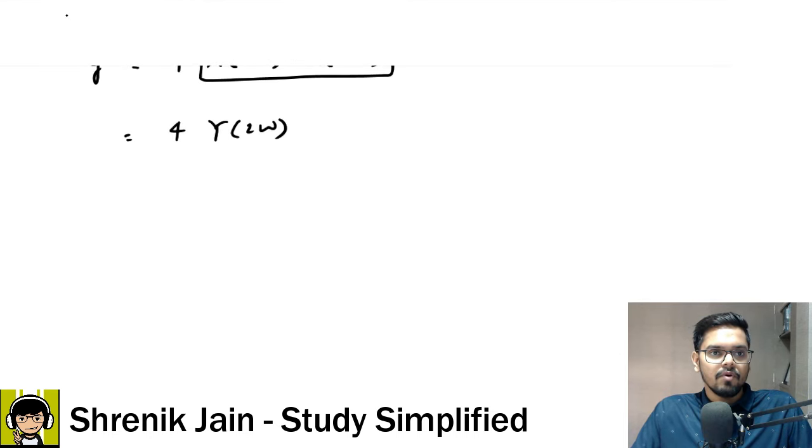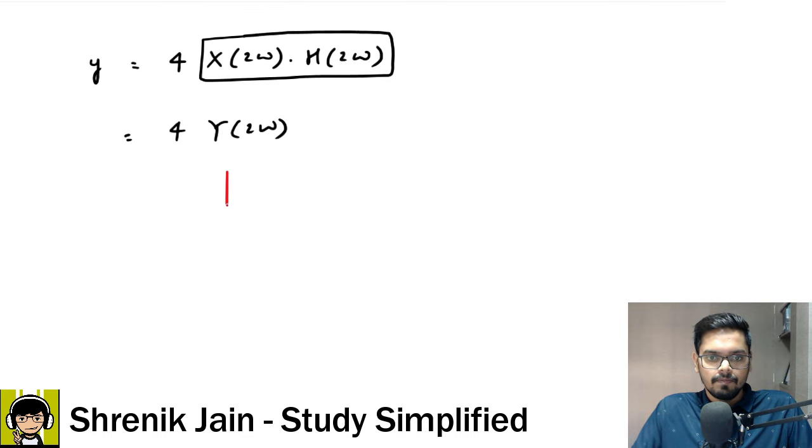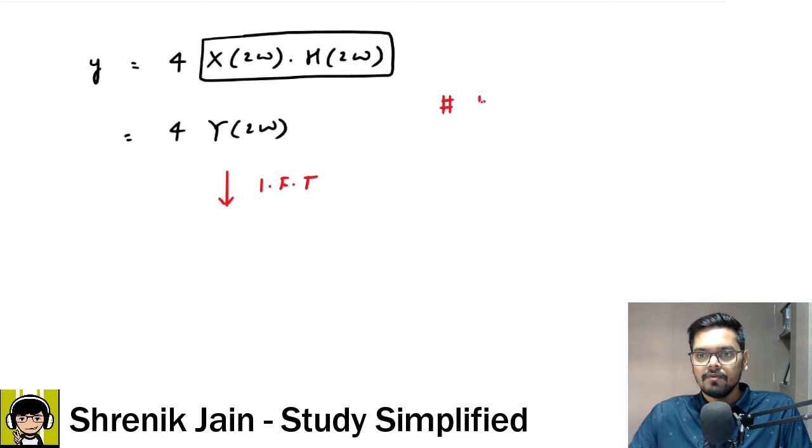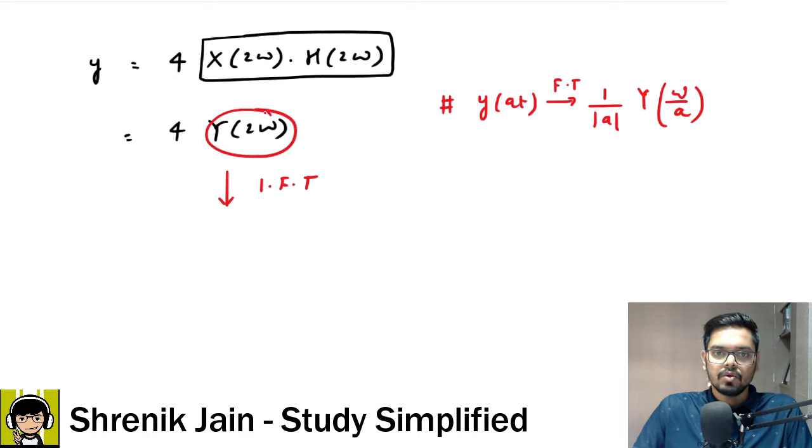Now it's time for our next step, that is inverse Fourier transform. Now be very, very cautious while doing the inverse Fourier transform. Why? Because you have studied that whenever you have y of a t, in that case the Fourier transform is 1 upon mod a capital Y of omega by a, right? Now you have this thing, you have to go backwards.